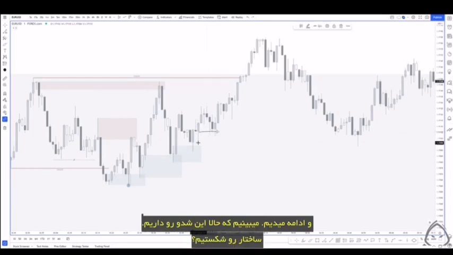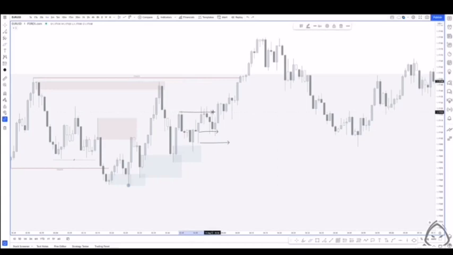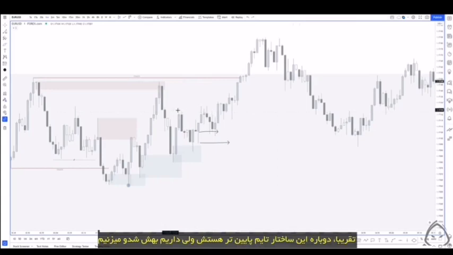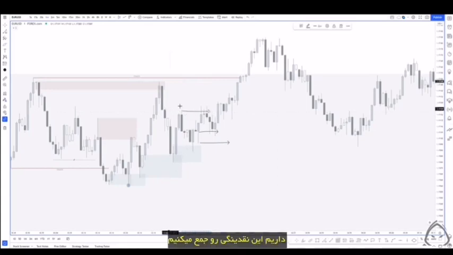We can see that we have this wick now. Do we break structure? Kind of. Again, this is lower time frame structure, but we're starting to wick structure. We're taking out the liquidity of this.